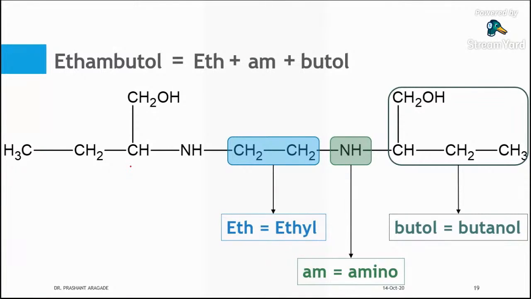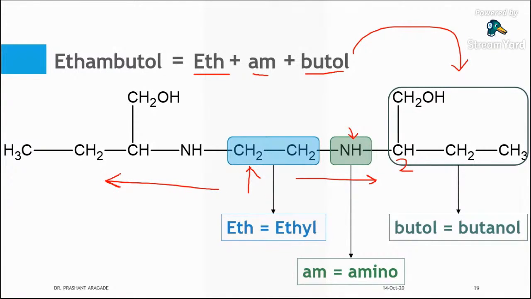Only thing is that you have to remember how to draw this structure. Eth stands for ethyl, so first draw the ethyl at the center position. AM stands for amino group, so attach amino groups to this ethyl group. And butol means butanol, so attach butanol at the 2 number position. Whatever you have drawn on one side of ethyl, draw the same on the other side. So it becomes ethambutol. This is how you can remember the structure.